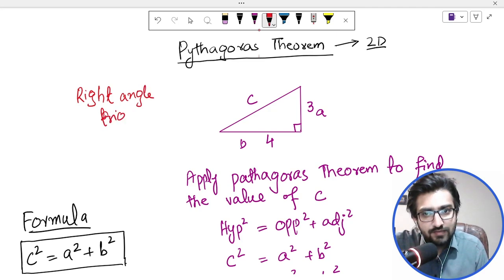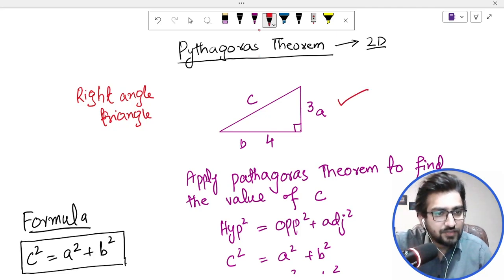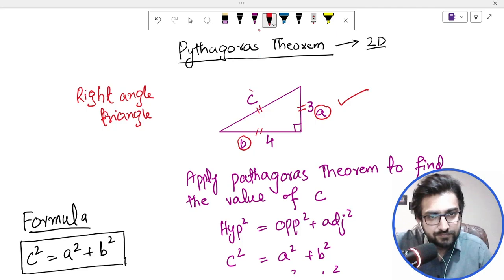So you can see a right angle triangle here. This is a right angle triangle. This side is A. This side is B. And that side is C. This is a right angle triangle because there is a 90-degree angle. This is a 90-degree angle, right?